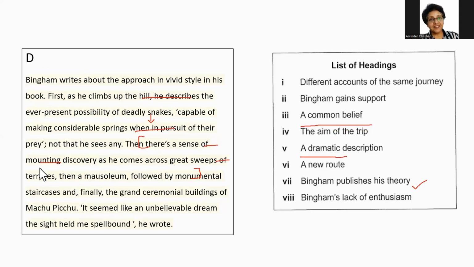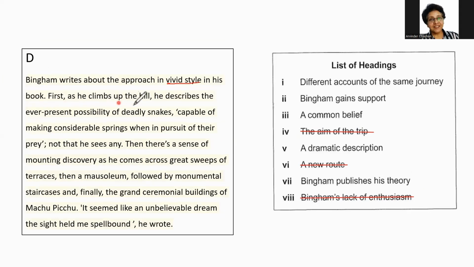Okay, so here we come to our paragraph D. Let's remove all of the options first. So this is the aim of the trip, new route, and this one. So we are done with these. Now let's look at paragraph D. So Bingham writes about the approach in vivid style. Okay, he's writing about the approach in vivid style in his book.